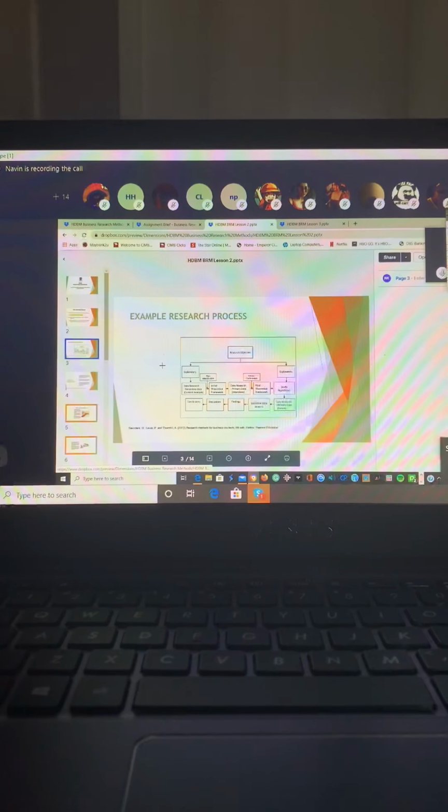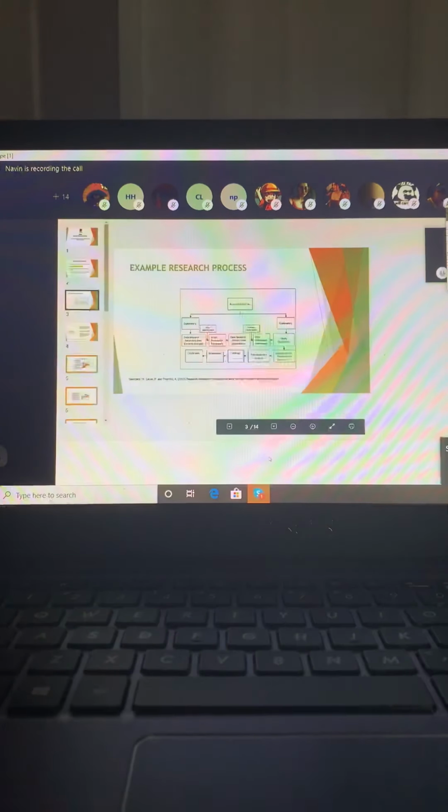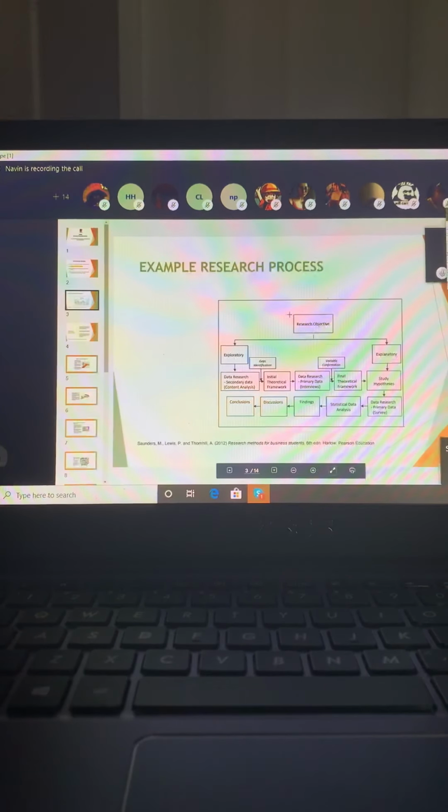I think this is something I already explained last week, where I told you where the research starts until the end. If you look at this diagram, today we're going to focus on research objective. Research objective is nothing but to tell you why you are doing the research. I repeat, research objective means to tell why you are doing the research.